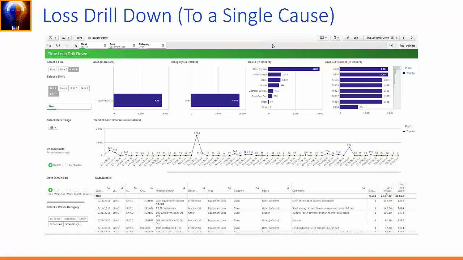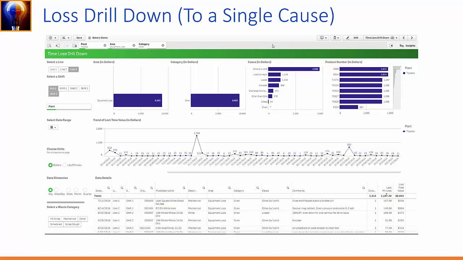In this example, we clicked on the biggest problem area of equipment loss, and then we clicked on the biggest category of oven. The trend chart shows us some critical information. On most days, we have very little downtime as a result of the oven, but then we see huge spikes of downtime on a periodic basis. So we immediately know that we have a preventive maintenance issue here.